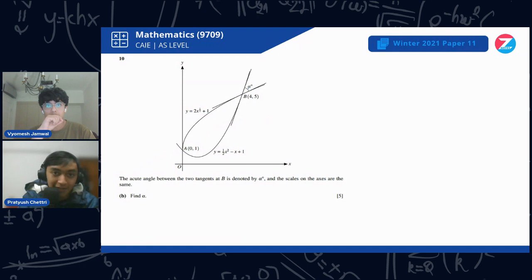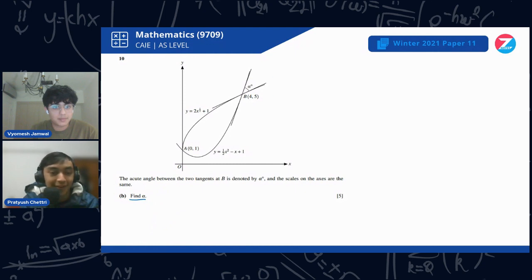They want us to find the angle between these two curves' tangents at point B. Same acute angle. Scales and the axes are the same. Wait, I think this question used vectors, right? Did it? Or maybe? Vectors is just rise over run. Once you get there, it's oh, yeah, I might know what this is. Yeah. It's an exciting question.